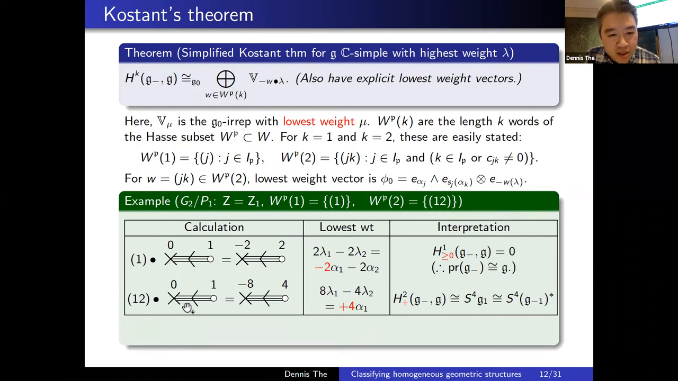For this second cohomology group, okay, this is what we had. We have to flip the sign, so we get this. We convert it to alpha notation, so this becomes +4 alpha 1. And this is telling me that the grading element acts with eigenvalue +4. Okay, the degree or the homogeneity of this cohomology is 4.